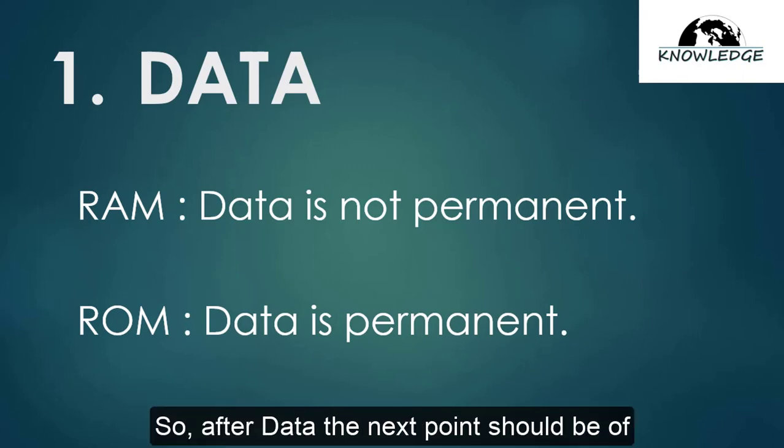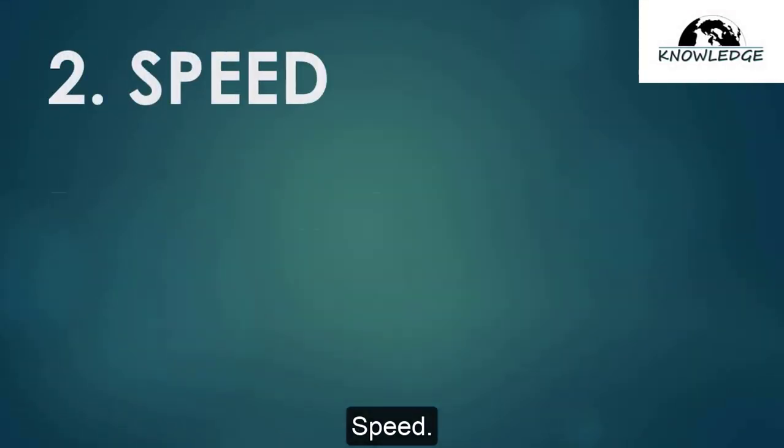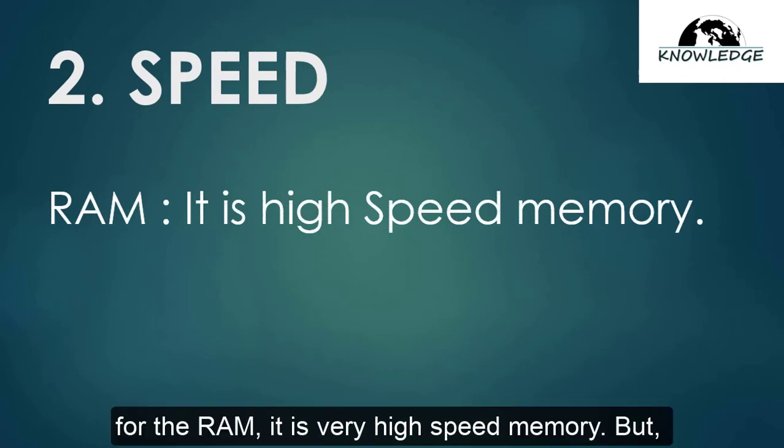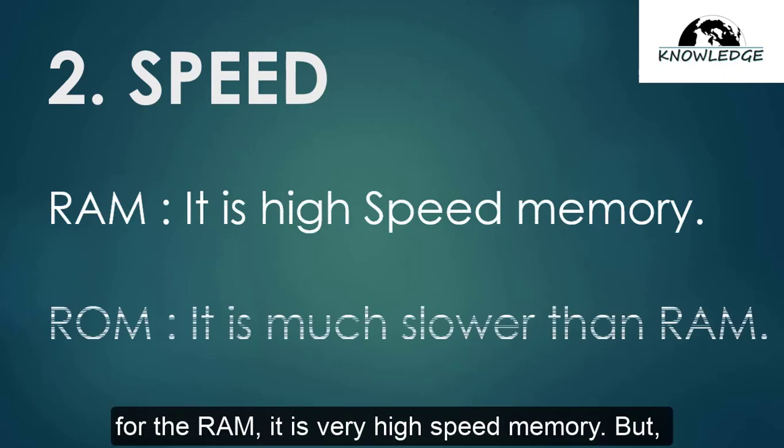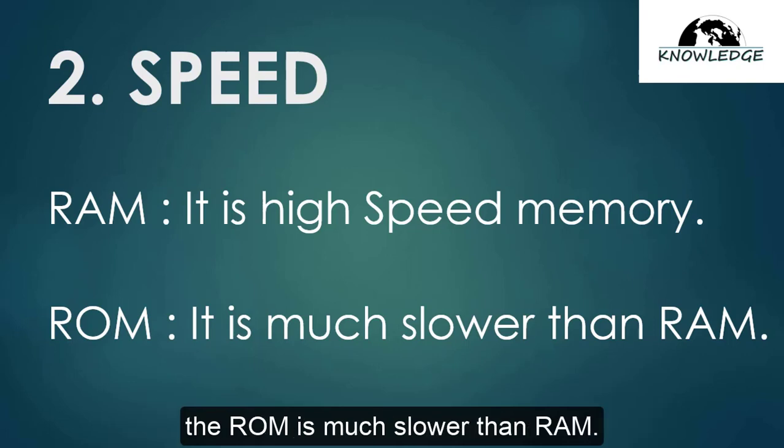Leading to the second point of the discussion, the second point will be speed. The RAM is a very high speed memory device, but the ROM is much slower than the RAM.